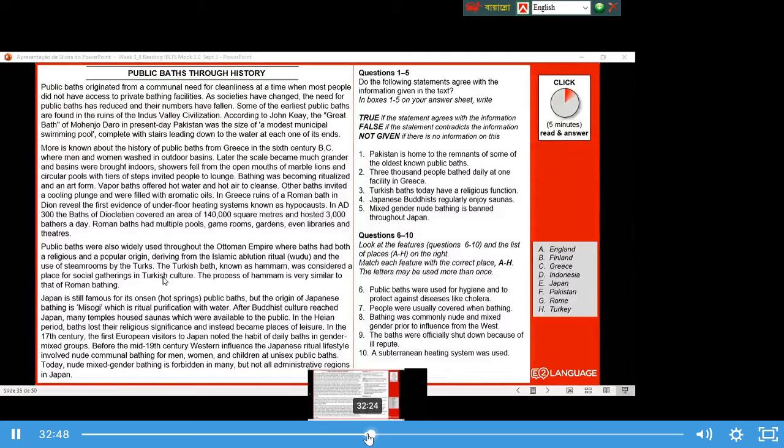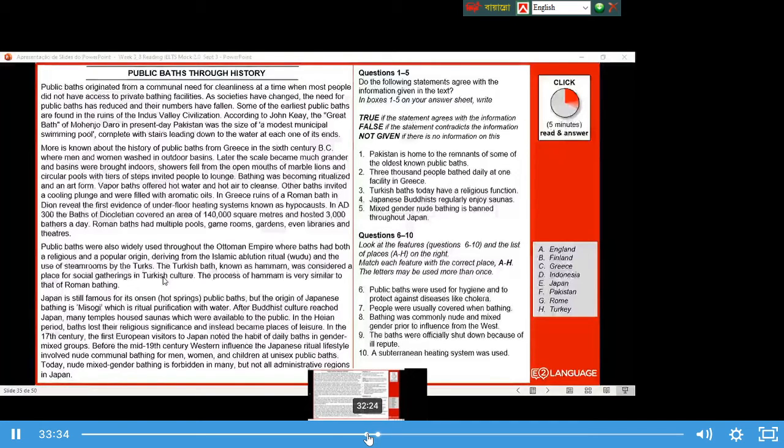So like Pakistan is the home of remnant of some of the oldest known public bath. So here in the first paragraph, if you look towards the second last line of the first paragraph, then you will find here it is written according to the John K.